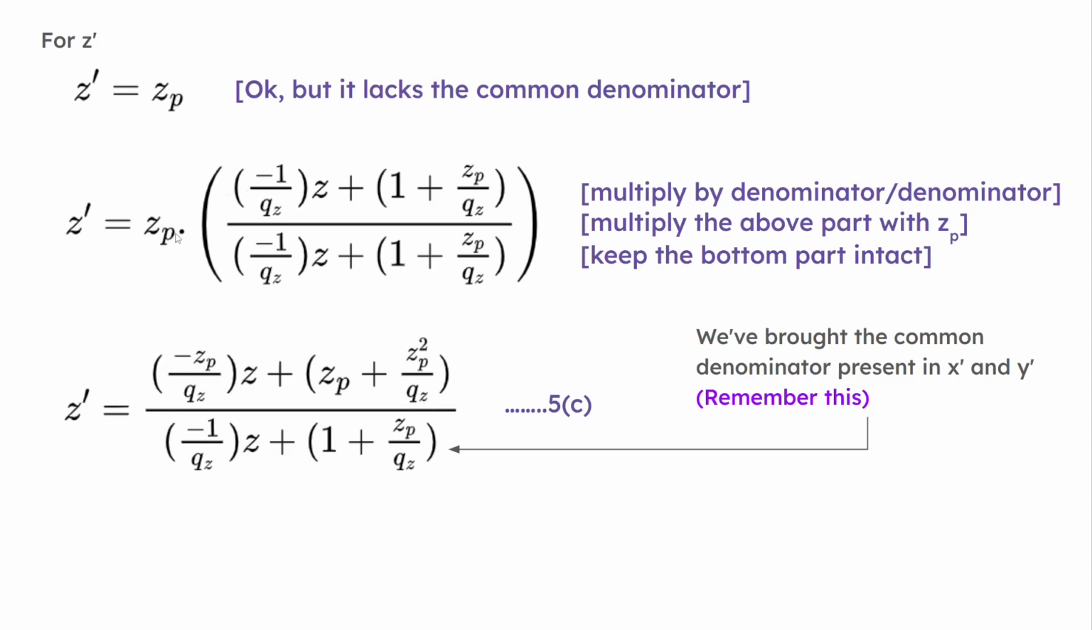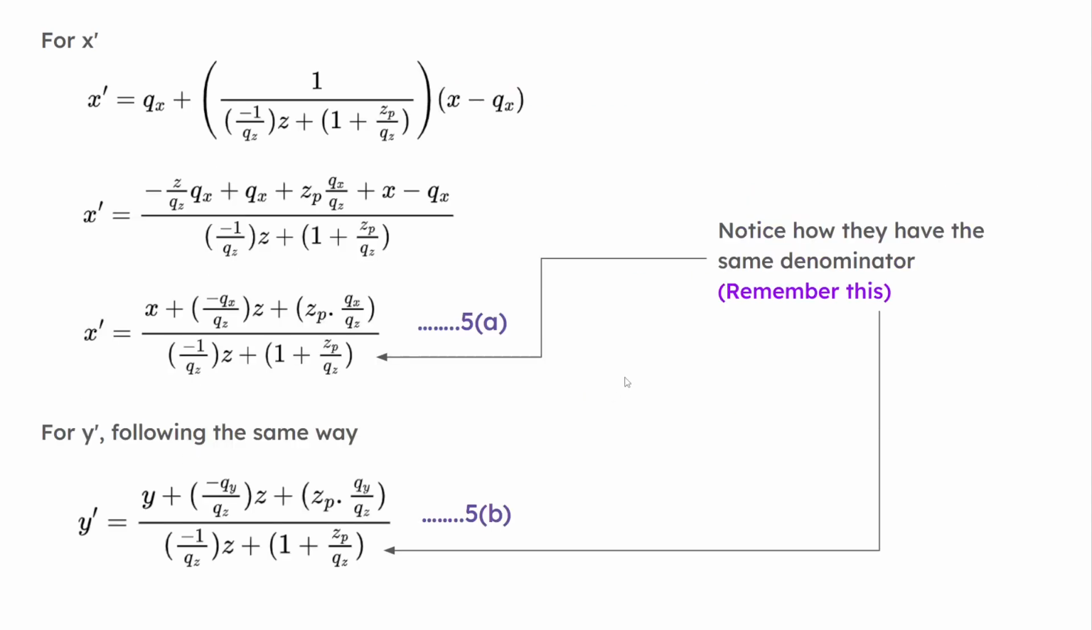multiply zp with the term called denominator by denominator. What we're doing is multiplying z prime with this big term divided by this big term, which was our denominator, and these two would cancel out, but we will not cancel them out because we are already bringing them here. We'll only keep the lower bottom term here and multiply zp with this upper term, right? So it will look something like this. So this is our equation 5.